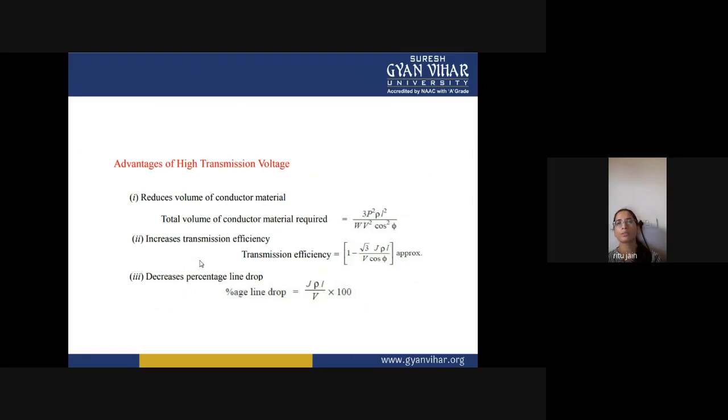What are the advantages of high transmission voltage? It reduces the volume of conductor material. The total volume of conductor material required for a high transmission line is 3P² ρ L² upon W V² cos² φ. It increases transmission efficiency. Transmission efficiency is equal to 1 minus √3 J ρ upon V cos φ approximately, and it decreases the percentage line drop, which is J ρ L upon V into 100.